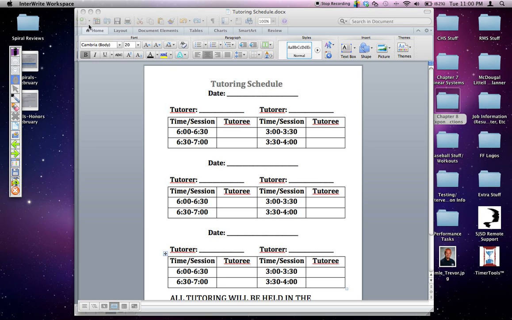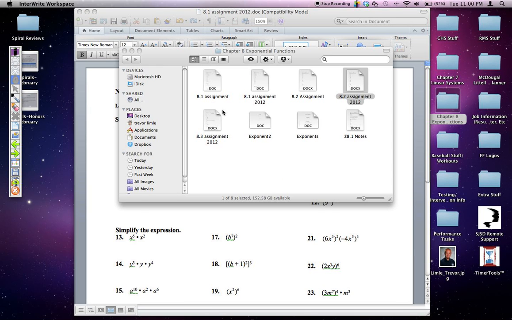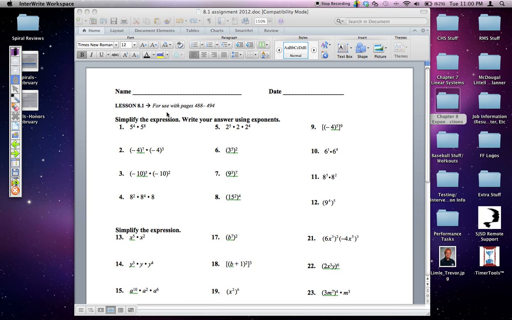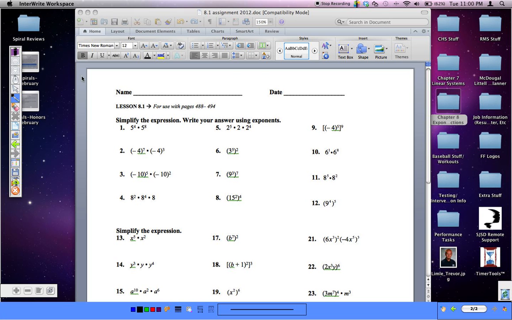We'll go back to our mouse and we're going to talk about our assignment on 8.1, 8.2. First off, we had product of a power, which meant that when they are being multiplied, such as you see right here, the base number stays the same and the exponents add. Therefore your answer here would be 5 to the 12th. Keep in mind it does say write your answer using exponents.